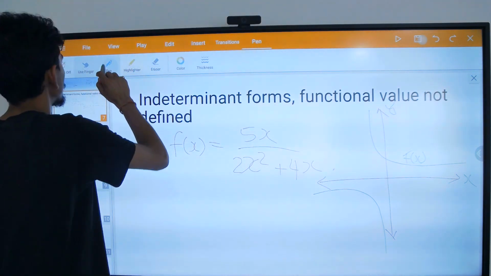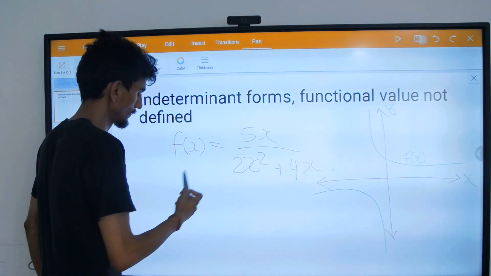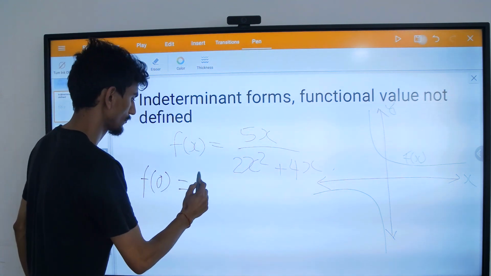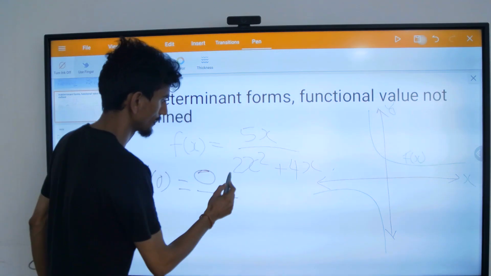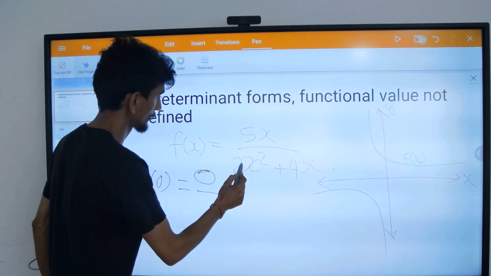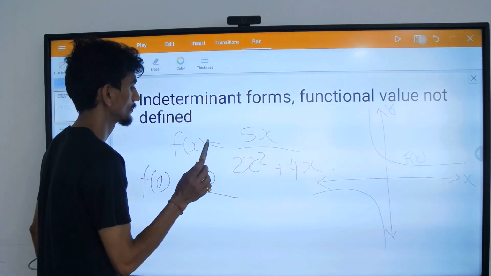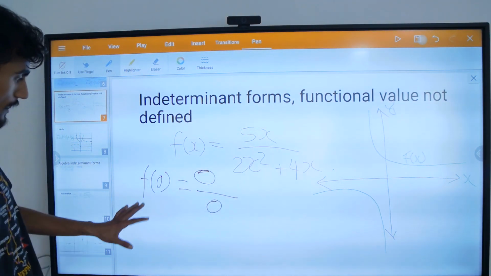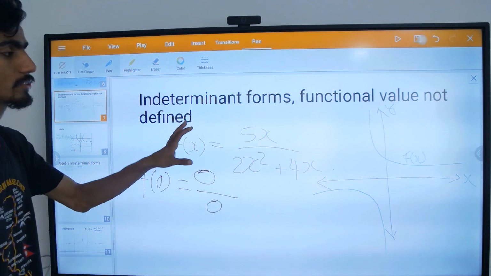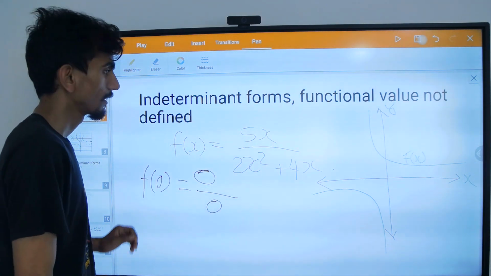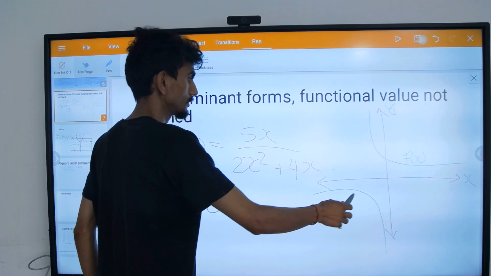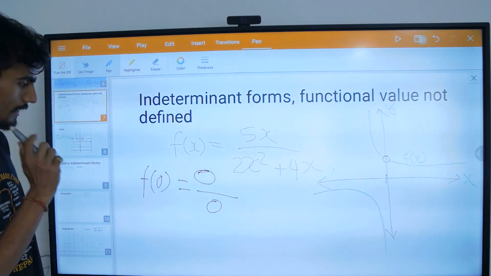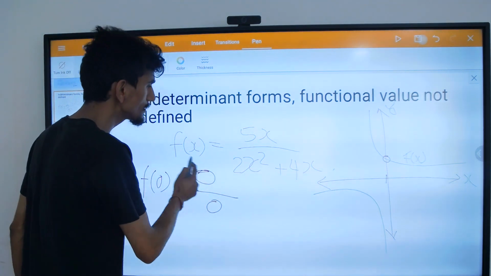Okay, when we put the value of x as 0, let's find f(0). It is equal to 5 into 0 is 0, divided by 2 into 0 squared, that is 0, plus 4 into 0 is 0, so 0 plus 0 gives 0, that is 0 divided by 0. So is the function equal to 0 divided by 0 when x equals 0? No, the function has a certain value. And next, what does this 0 divided by 0 mean?